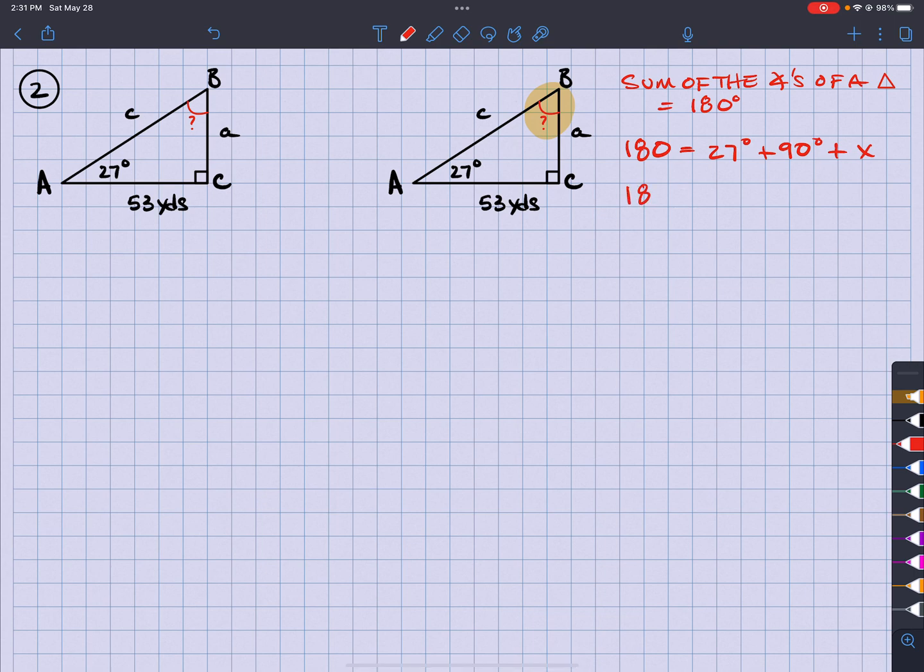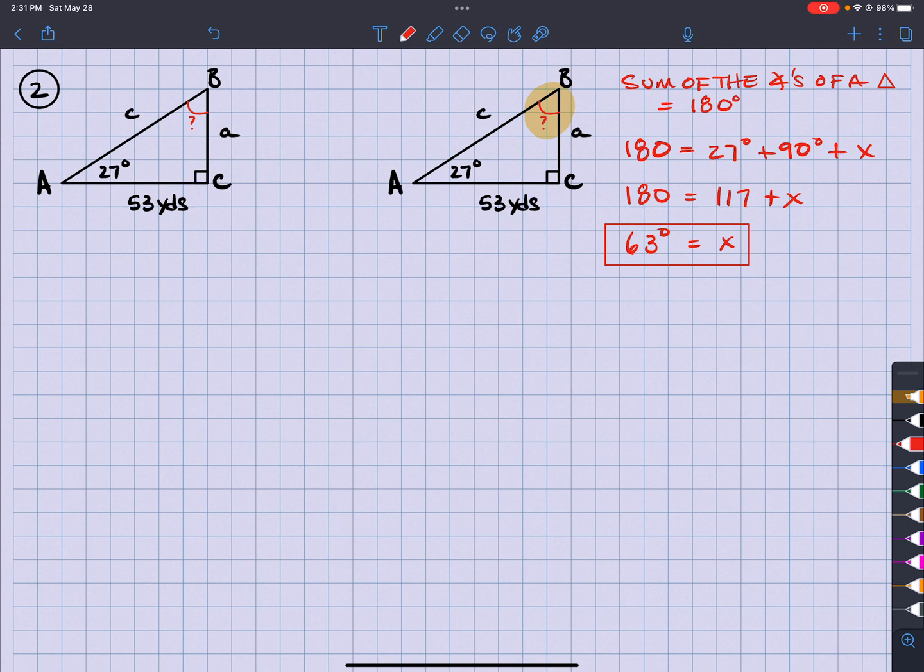So 180 is equal to 27 plus 90, which is 117, plus X. So my X must be 63 degrees. All right, so that's part of my answer there.